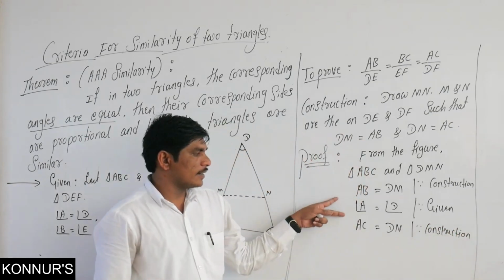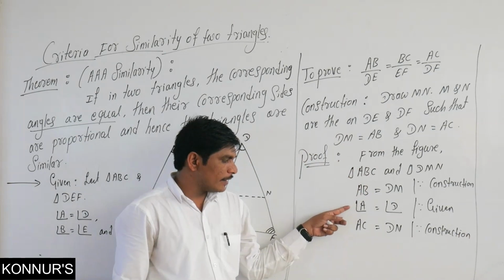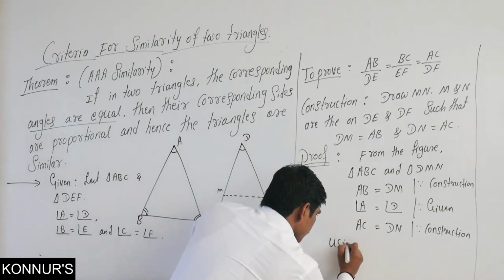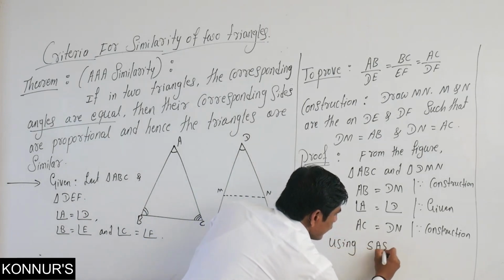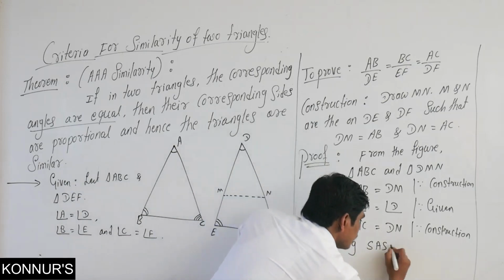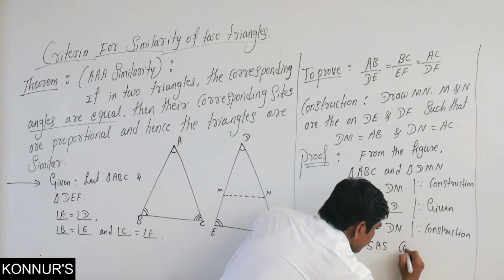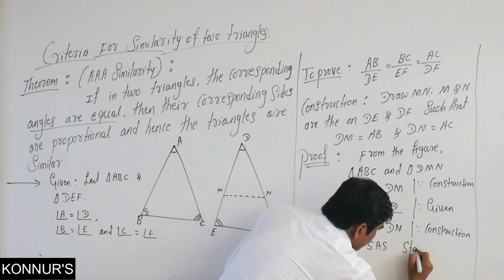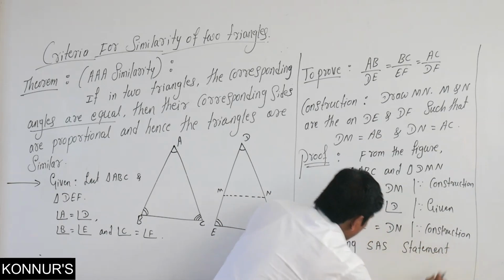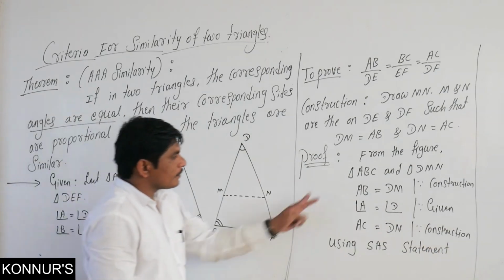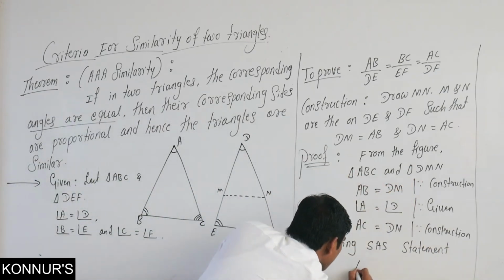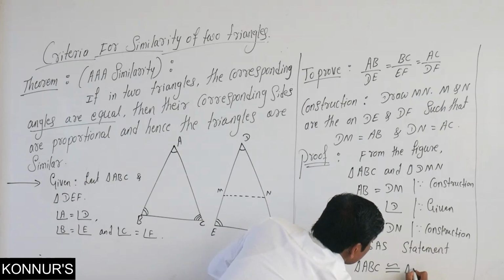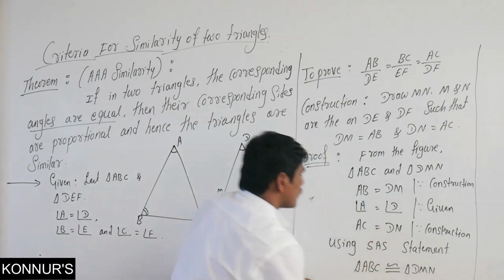Here we observe these three results. This is side related, this is angle related, and this is side related. Using SAS, side angle side, congruency statement, these two triangles are congruent. Triangle ABC is congruent to triangle DMN. This is the congruent symbol.